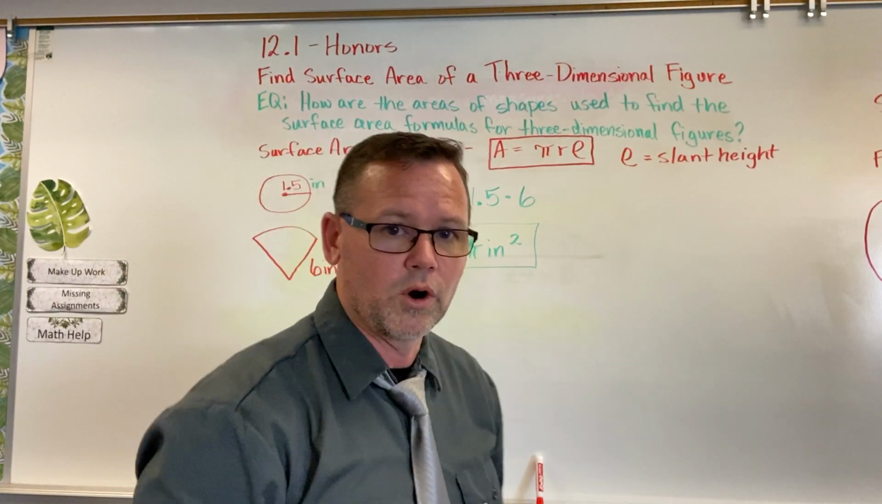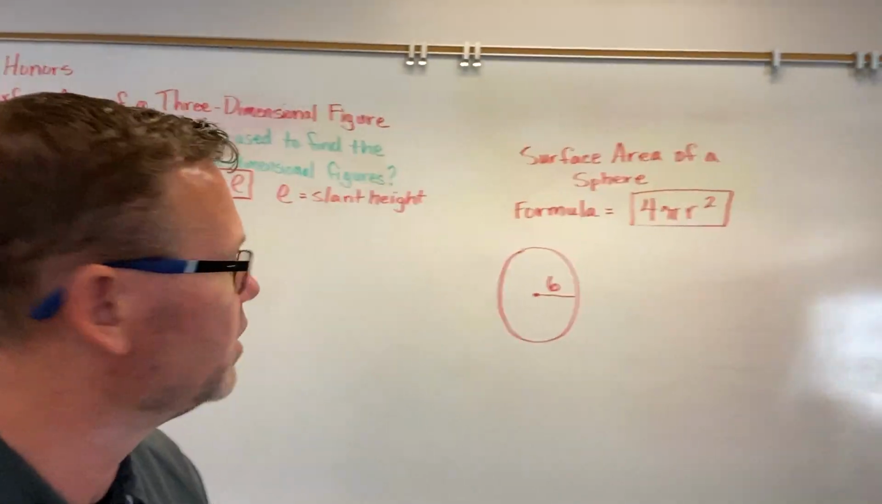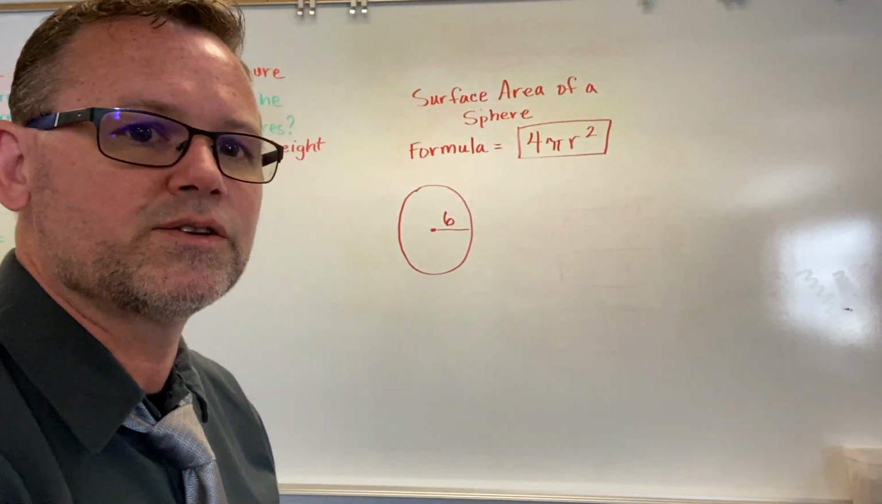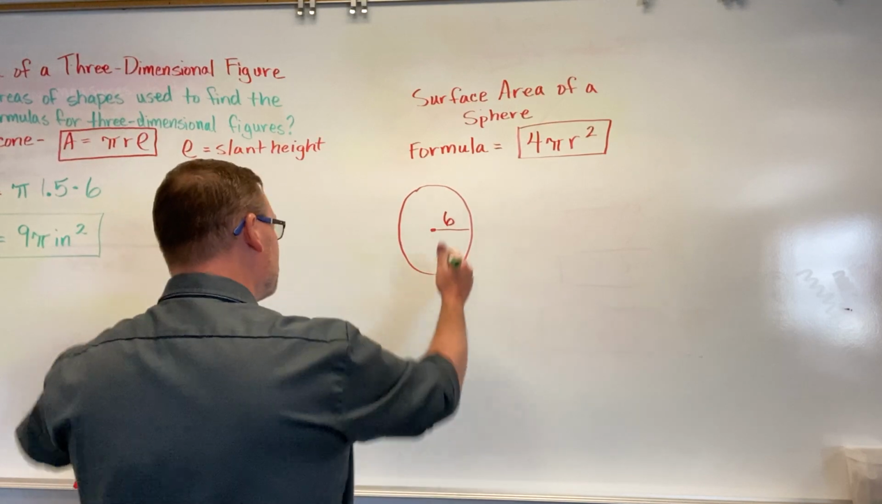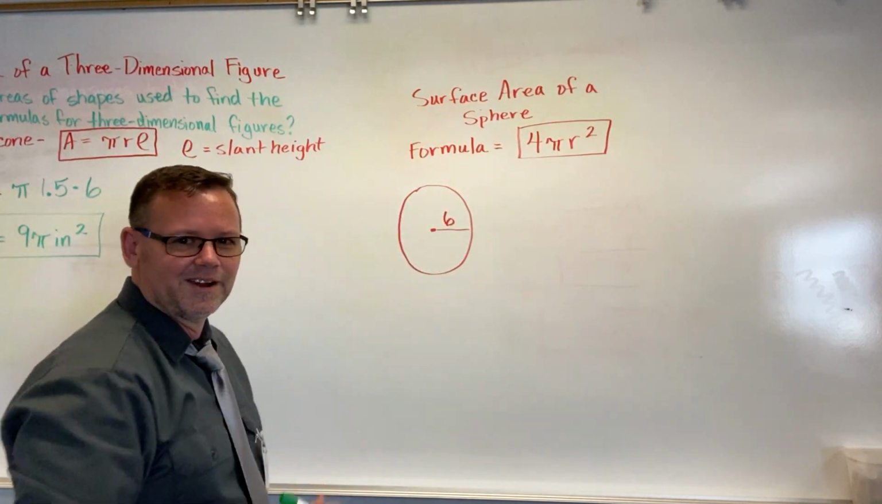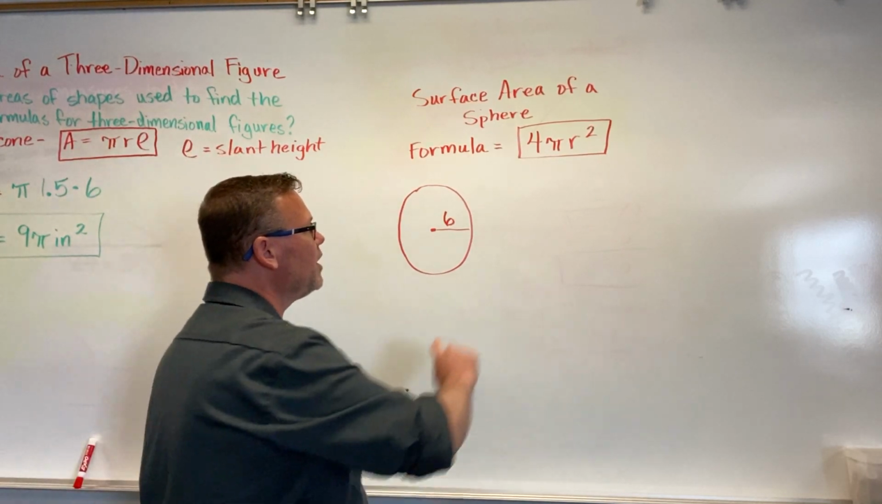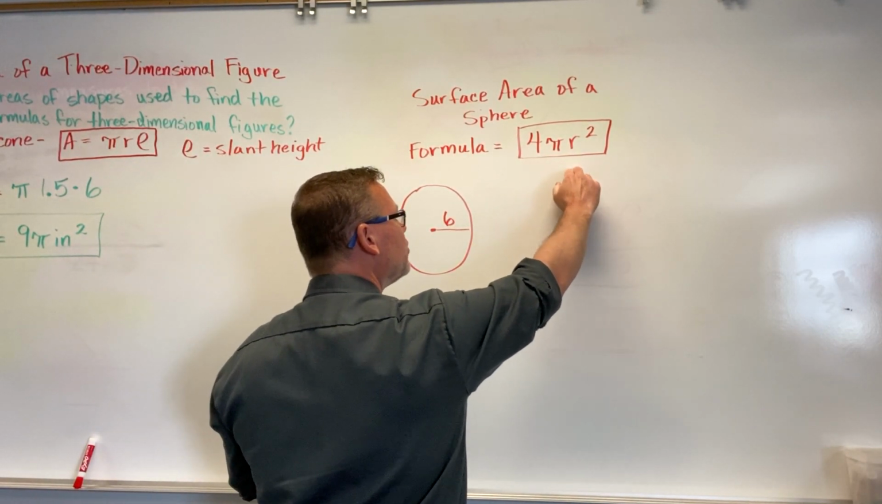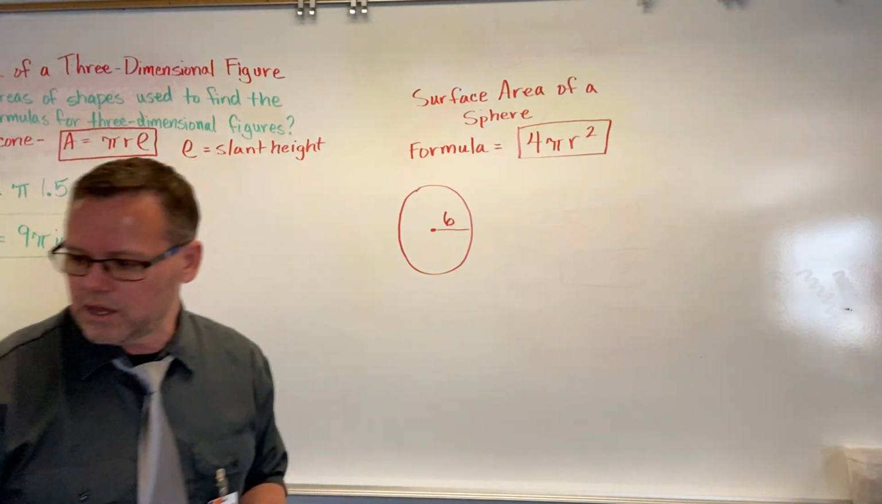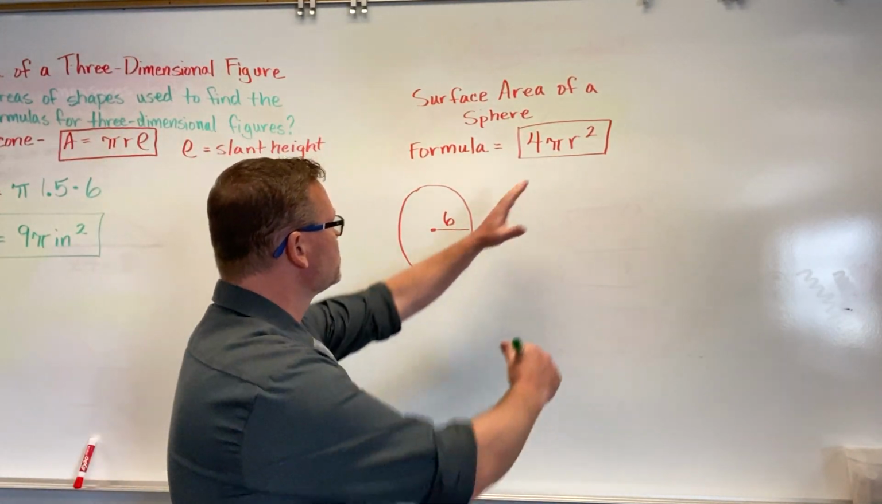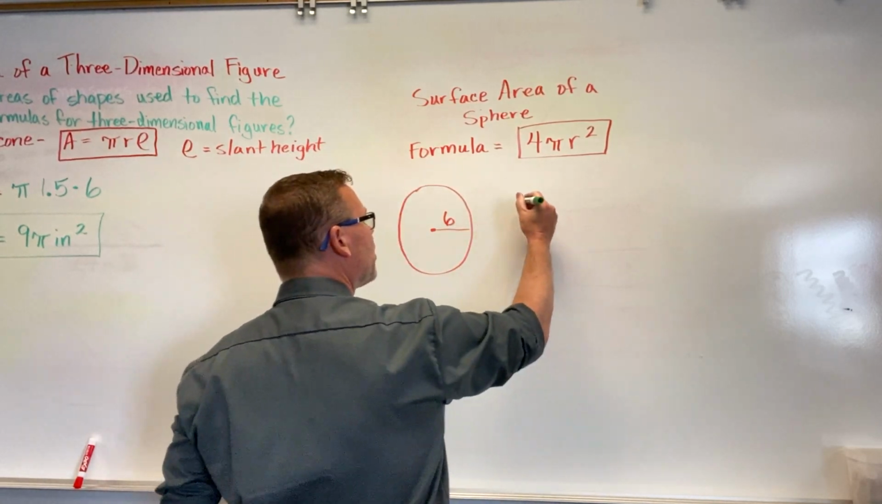So I'm going to do one more. This is another one. Surface area of a sphere. Okay, guys? So this is my crude drawing of a sphere, like a globe, right? So your formula here is 4 pi radius squared. Okay? And again, we're going to leave pi as pi. So we're going to go through, and I will write this here.